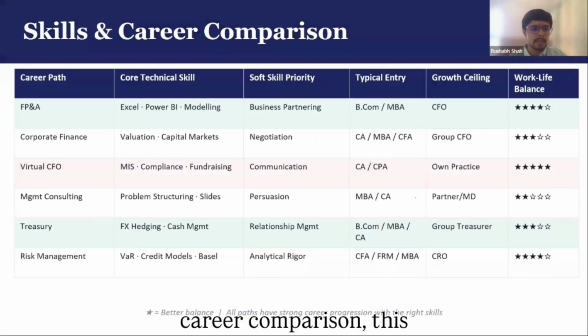Skills and career comparison. This is basically a summary of what we have discussed: the career path, the technical skills required, the soft skills required, typical market entry, basically what kind of credentials you are required to have, the growth ceiling, basically what is the topmost level that you can reach in this particular career path, and ultimately the work-life balance. So I've given ratings in terms of how work-life balance looks in all these career paths that we have discussed.